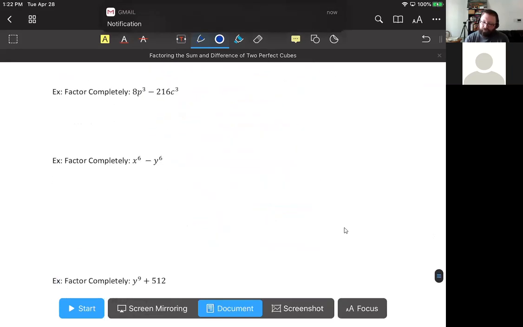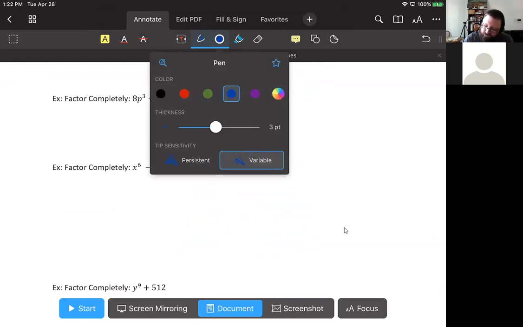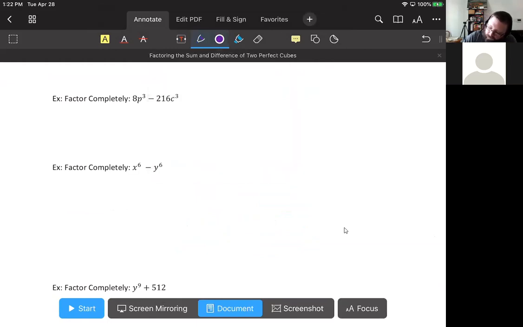All right, so here's a couple more here. We'll do these two, and then we'll move down and try that last one. And again, remember, we've got our rule. A cubed minus b cubed factors into a minus b times a squared plus ab plus b squared. That is our pattern that we are following. So here we have a difference of two perfect cubes.